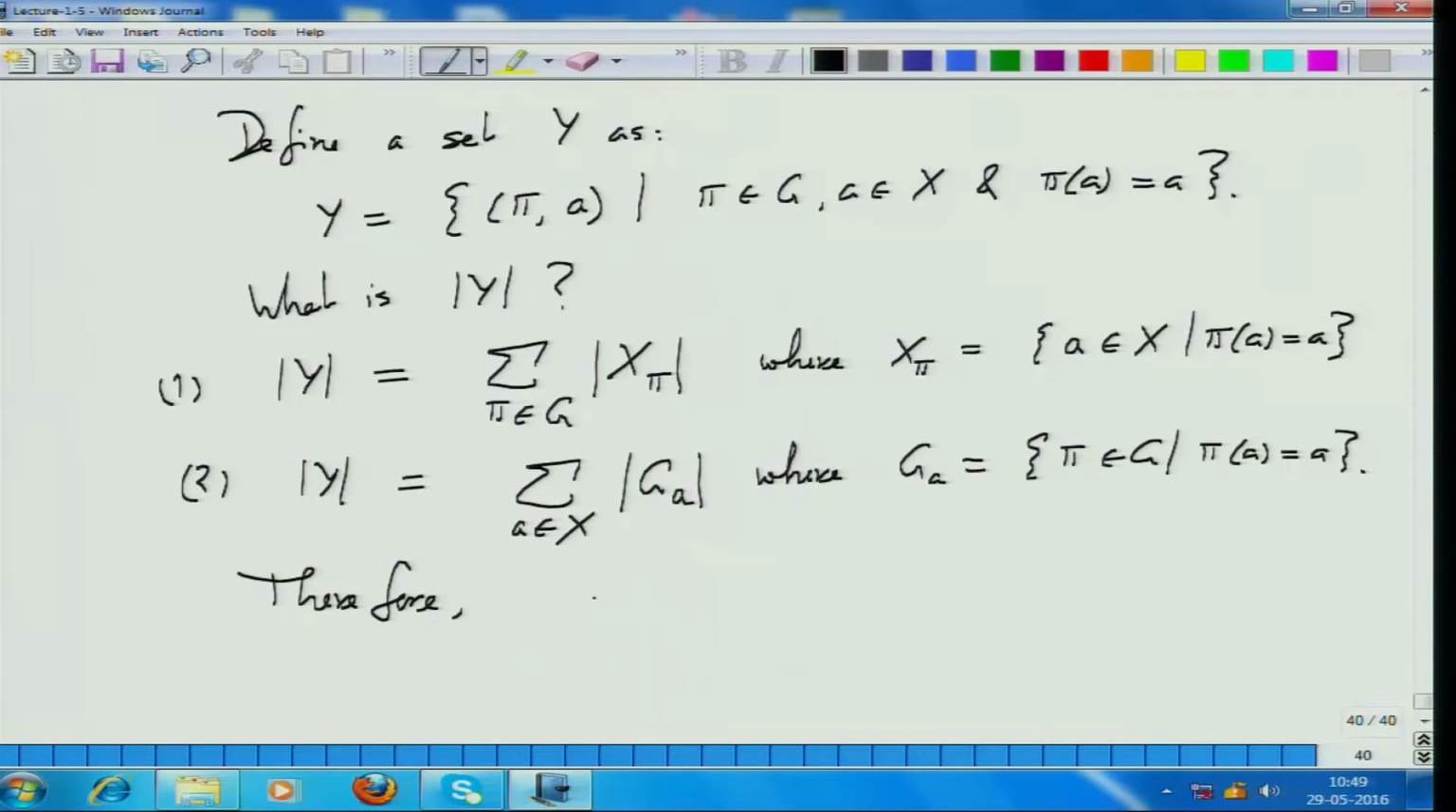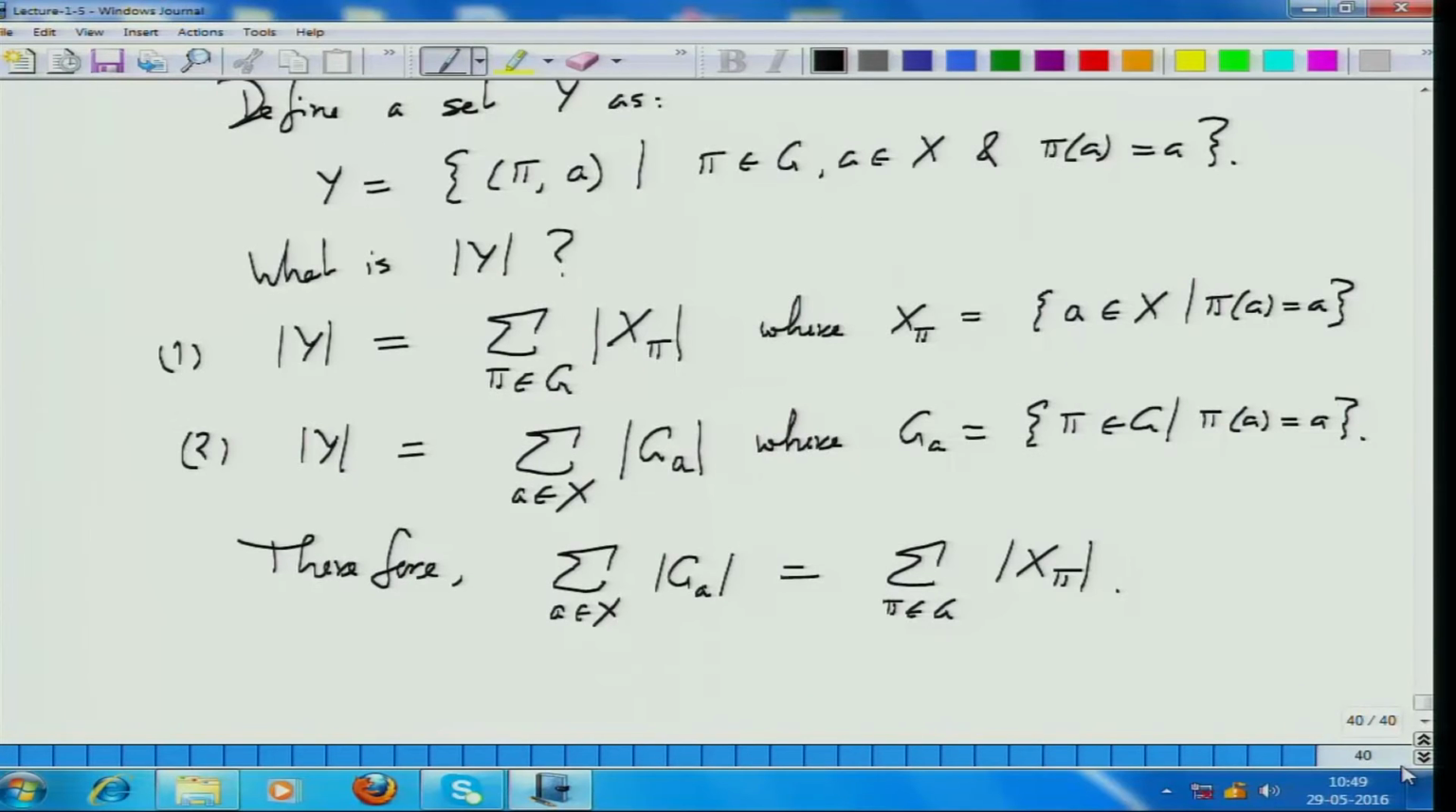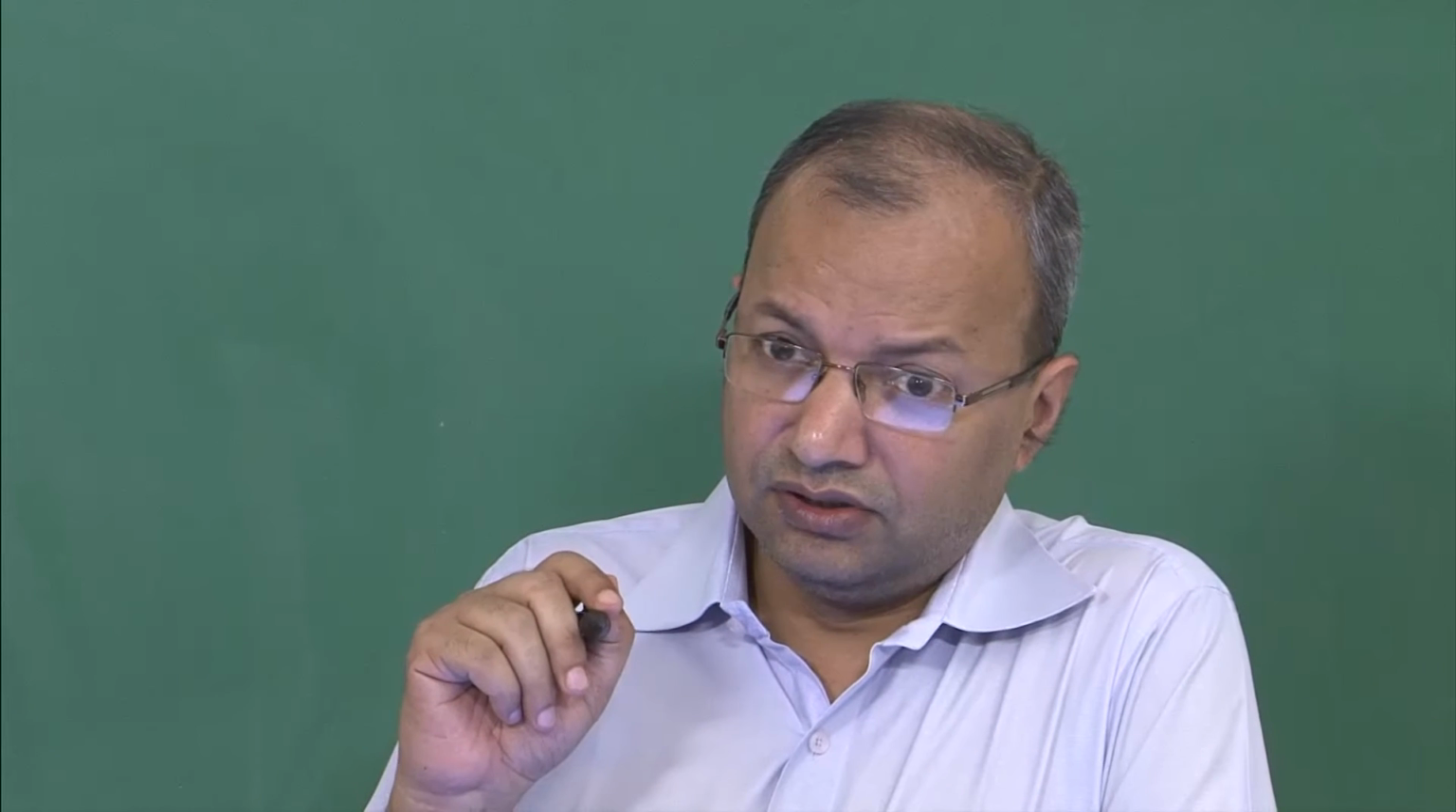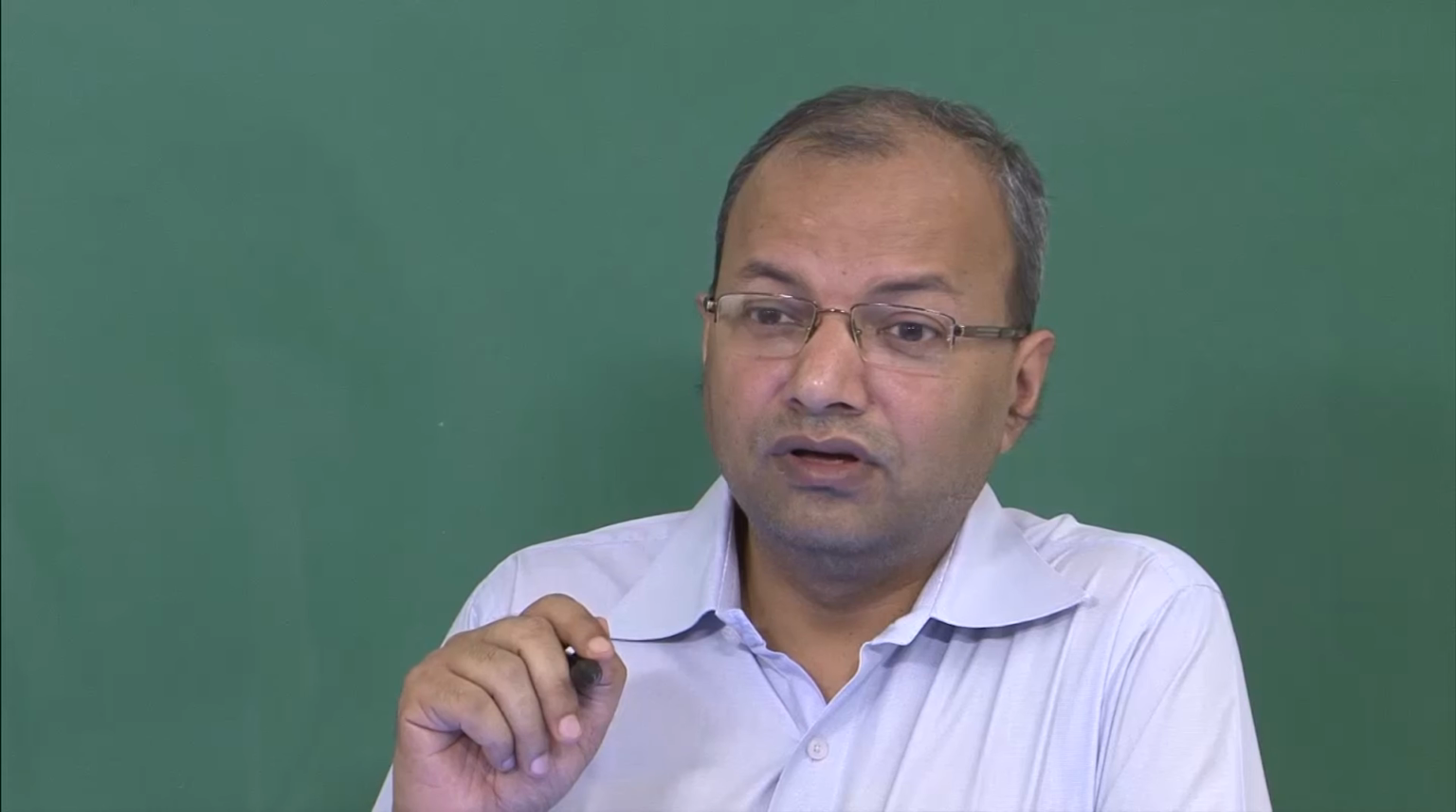Therefore, we can write equality between these two sums. Pretty straightforward so far, but the cleverness here is already used, which is to define this set Y and count it in two different ways. Once we set this equation up, the rest is pretty straightforward. Keep in mind the final target. What is the final target? I want to count the number of equivalence classes.